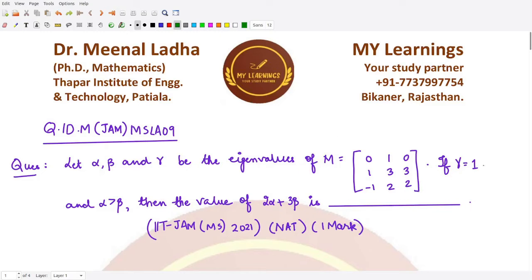Then they are saying gamma is exactly equal to 1, so one of the eigenvalues is known to us a priori. Moreover, they are saying alpha is greater than beta, and that is also given to us. Then they ask what is the value of the quantity 2 times alpha plus 3 times beta. So we have to evaluate alpha and beta in order to calculate this quantity.